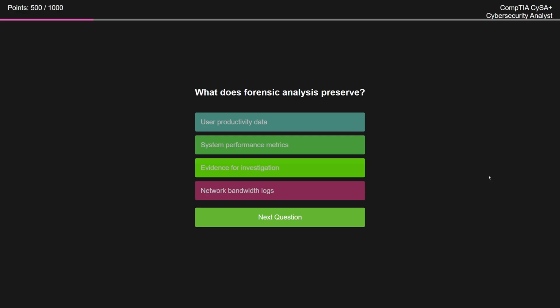Because forensics is all about preserving the evidence. You want that exact copy of, for example, a hard drive that they were trying to preserve the evidence on, which most of the times it is. They'd have to follow strict protocols to ensure that the evidence is preserved. So that's why I picked evidence for investigation.